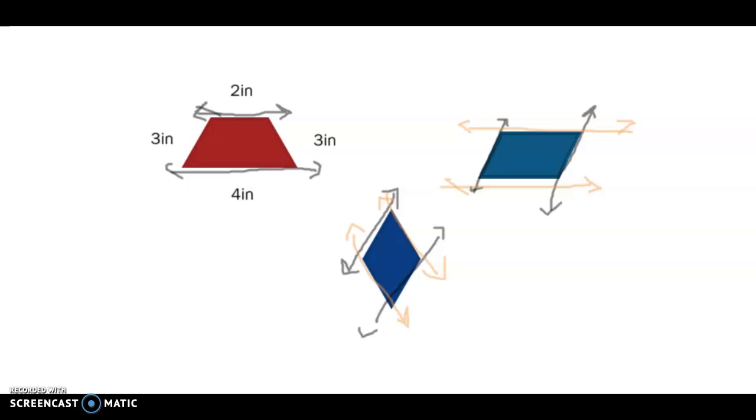Okay, on your separate sheet of paper, I want you to go ahead and draw these three shapes. You do not need to draw the arrows in, but I do want you to draw these three shapes. We're going to go ahead and identify these shapes. We've had some practice with them.